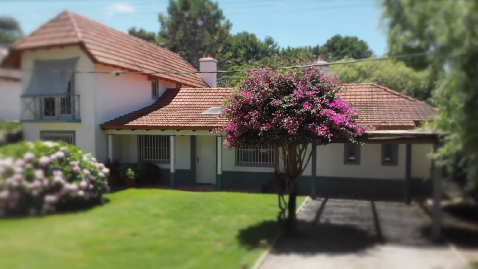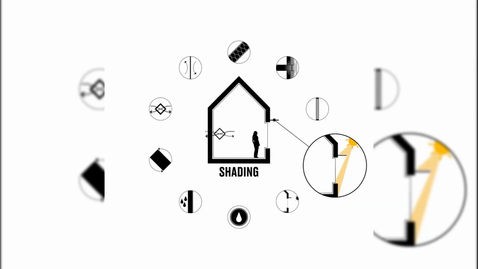Supporting principles. 6. Shading. Solar gain is valuable in passive house design, but uncontrolled sunlight can cause overheating in warmer seasons. Shading ensures the building captures solar heat when it's needed, in winter, and blocks it when it's not, in summer. Types of shading strategies.